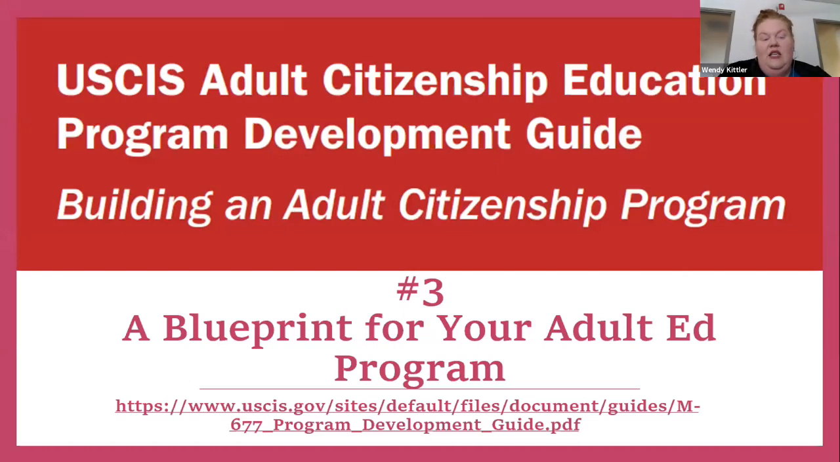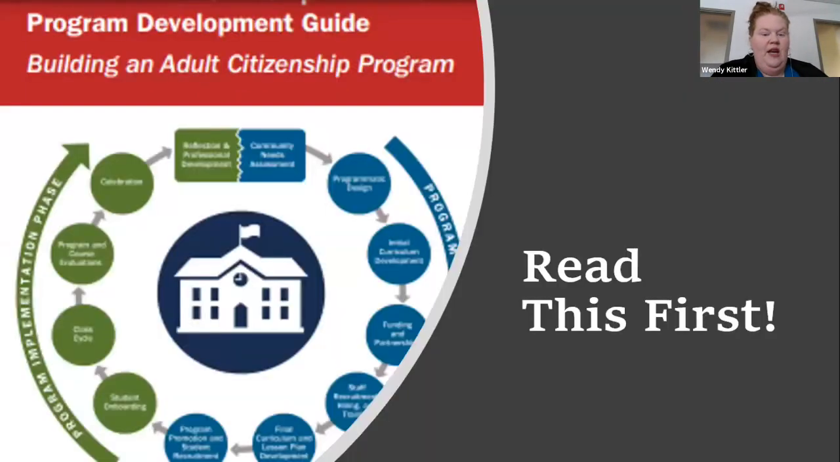And then this is the third book or document. This is the program development guide. So this is okay. You've decided that your program doesn't do citizenship and you want to do citizenship. So this book or document is like, okay, let's sit down, let's make this work. I want to add this to our program. And the cover looks like this on the left.